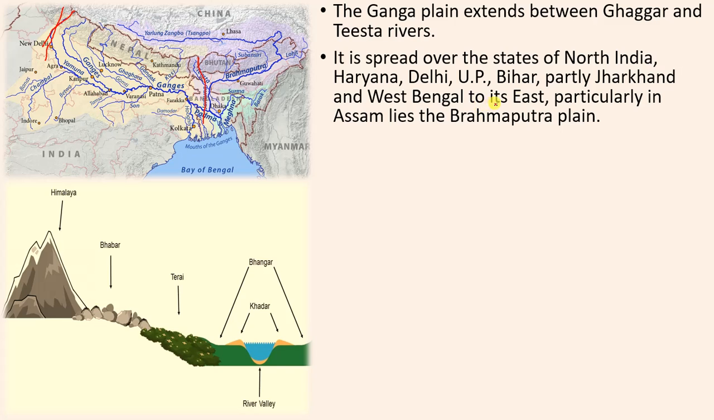To its east, particularly in Assam, lies the Brahmaputra Plains. To the east of this Ganga plain, there is the Brahmaputra Plains.